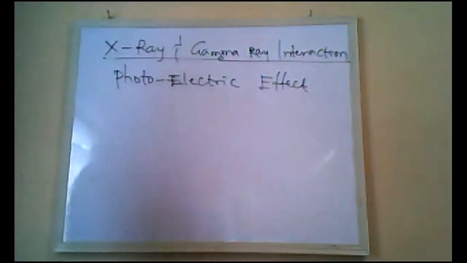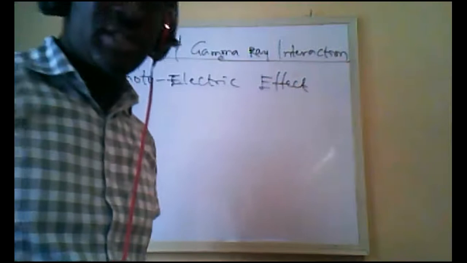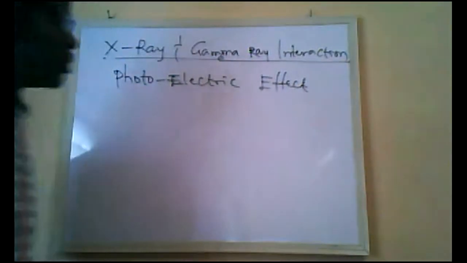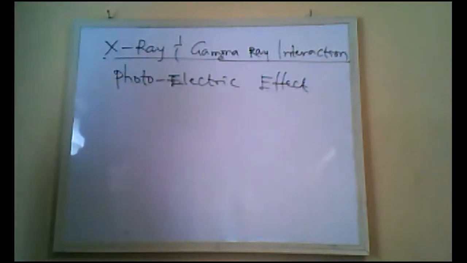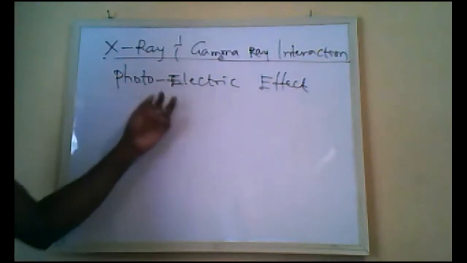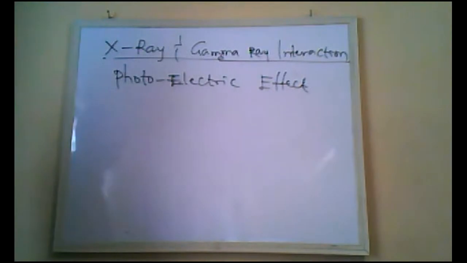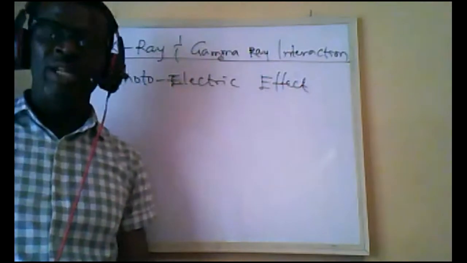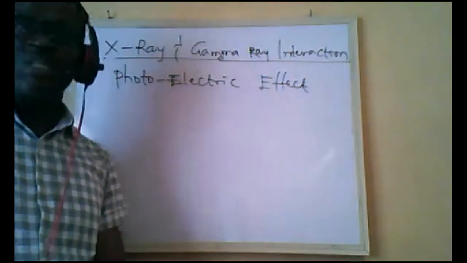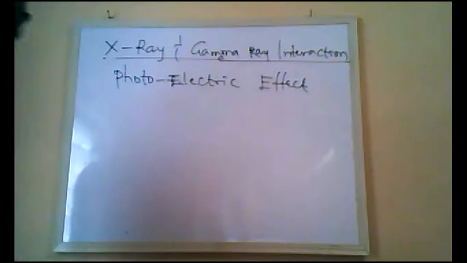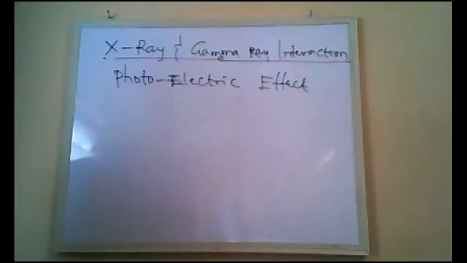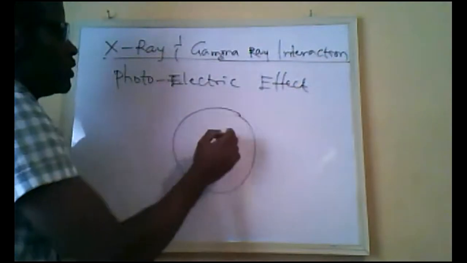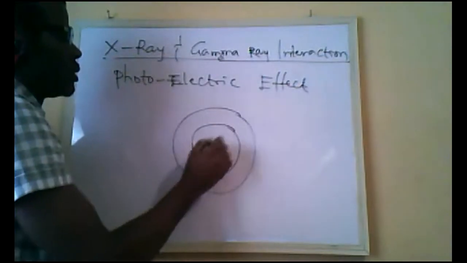This is the most important interaction that we want in radiology. Why? Because this has got nothing to do with scattered photons. We don't have any scattered photon. The whole energy is absorbed by the electron, which is ejected from the atom. This one takes a kind of different path.